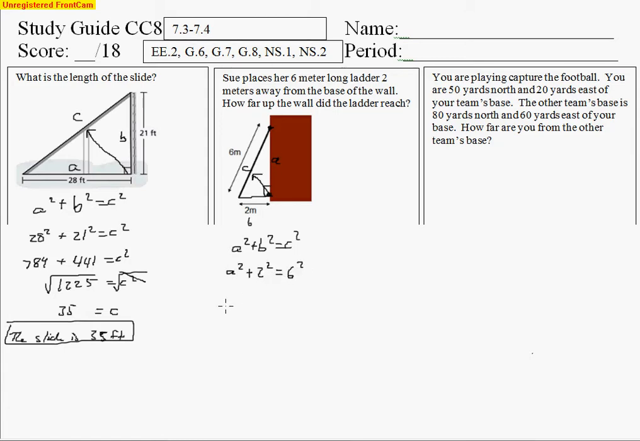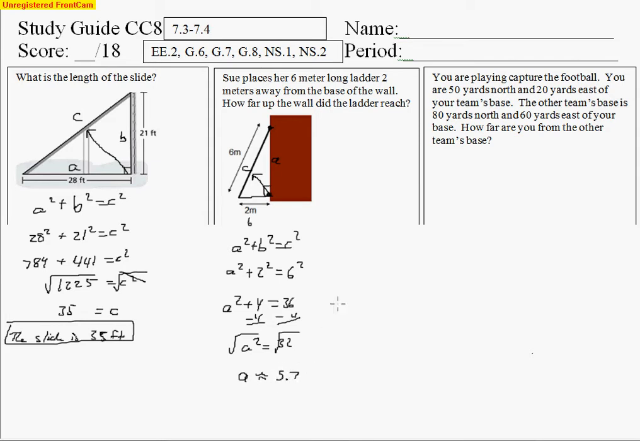So I'll go ahead and do some work. A squared plus 4 equals 36. And I'll need to subtract the 4 from both sides. And so a squared ends up equaling 32. And so when I go ahead and take the square root, I don't have a perfect square. And so I'm going to approximate. I'm going to round to the nearest tenth, we'll say. And so a is going to be about 5.7.